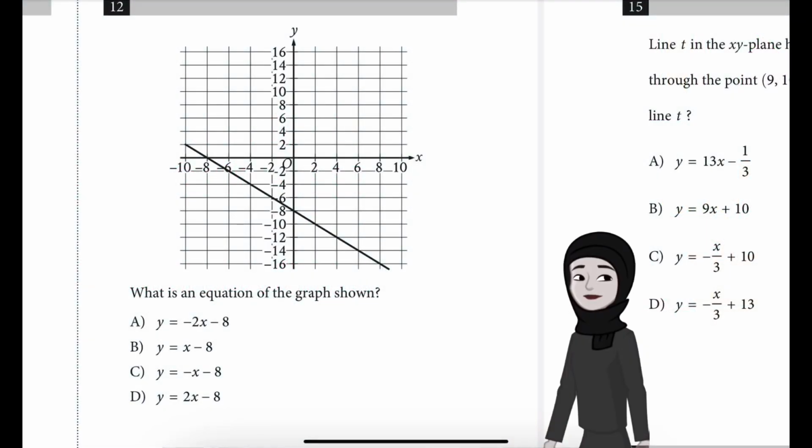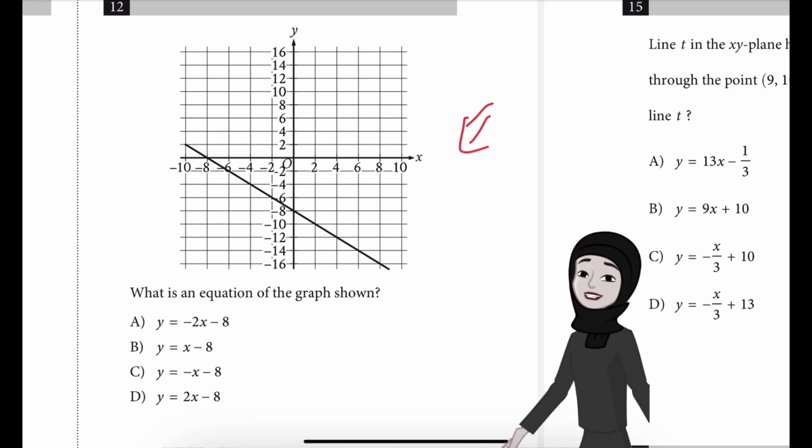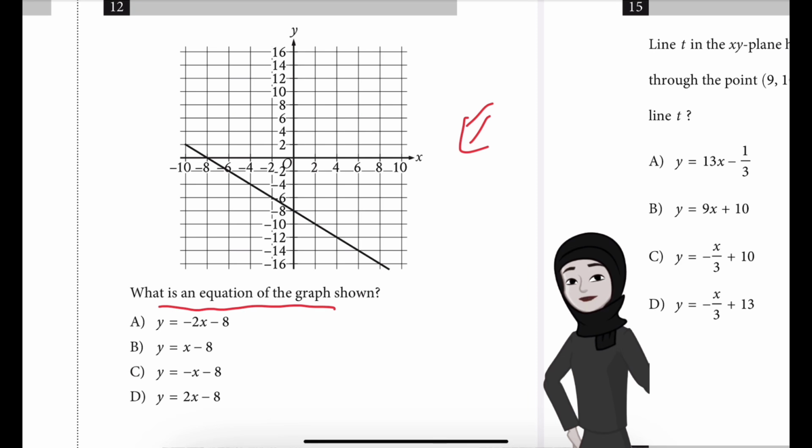So let's move on to question number 12. In this question, we have been given a graph and they just ask us what is the equation of the graph shown. So read the values from the graph and find the equation for this graph.